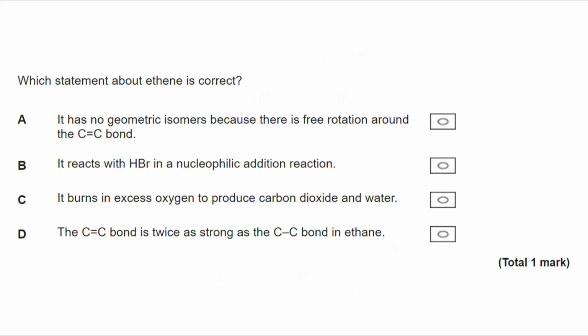So let's start off with question 1. This is a relatively straightforward question, but there's a lot of different considerations to make. We're looking at ethene in a number of contexts. Let's try and break this down a little bit. So, the C=C bond is twice as strong as the C-C single bond in ethane. No, it is stronger, and you've done work on bond energies in the energetics topic. So you will be aware that it isn't double the value, even though it is stronger.